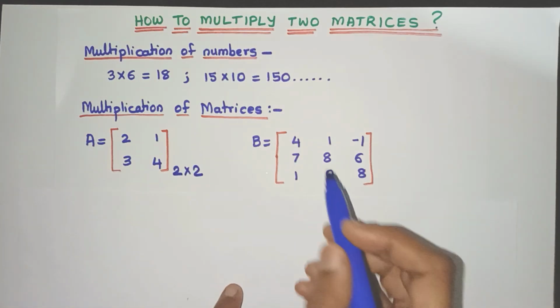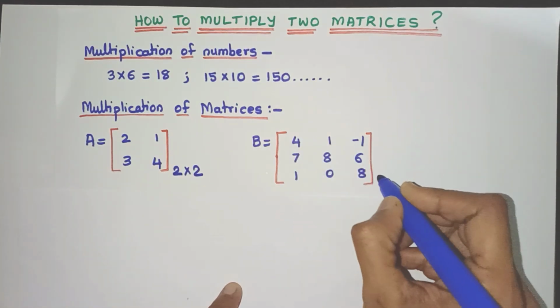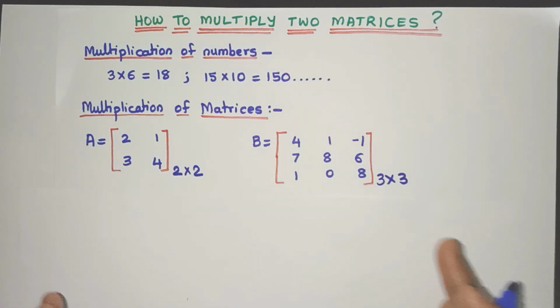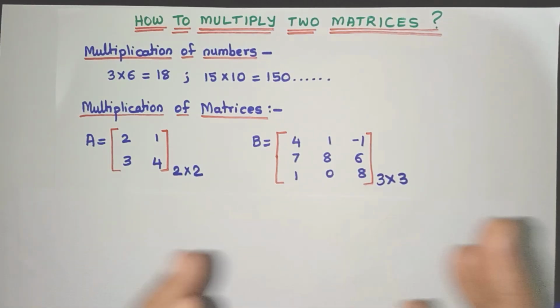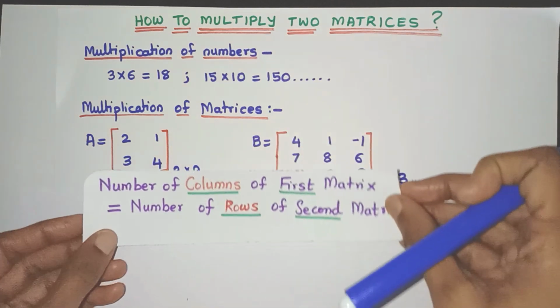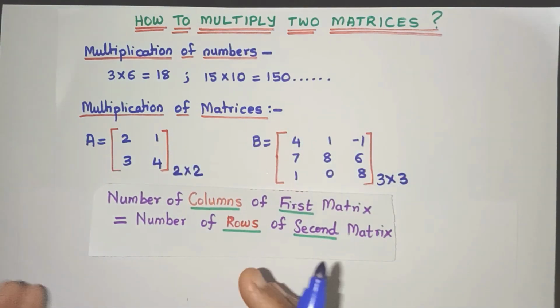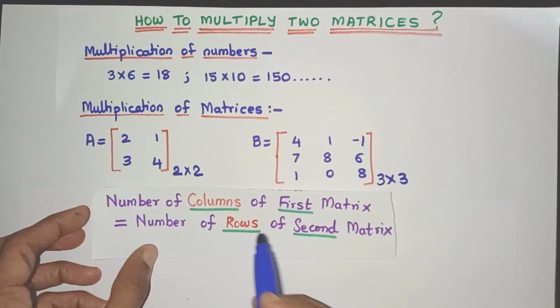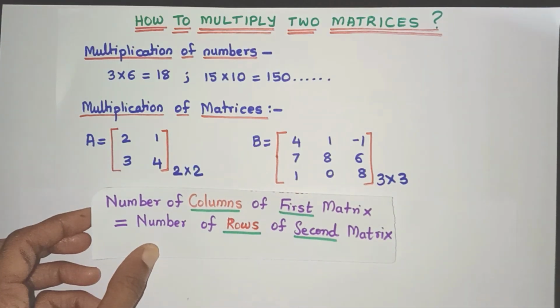Again, for matrix B, how many rows are there? Yes, 3 rows. And how many columns? 3 columns. Very easy. So the order of A is 2 by 2, the order of B is 3 by 3. So friends, there is one condition which we have to check before we can multiply matrices. Now, what is that condition? Well, the condition is that the number of columns of the first matrix should be equal to the number of rows of the second matrix. Okay.